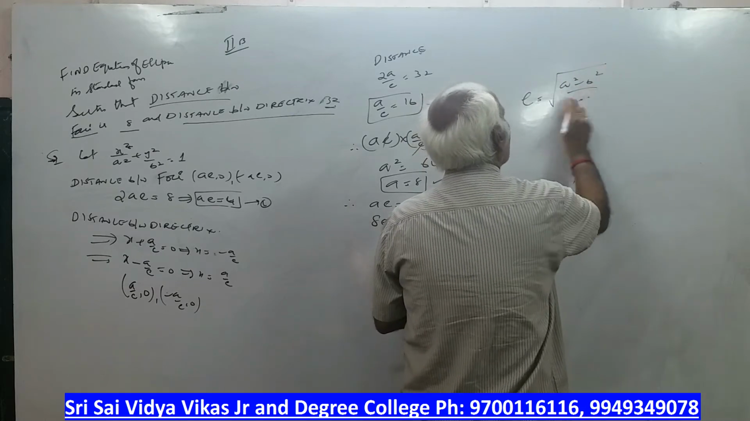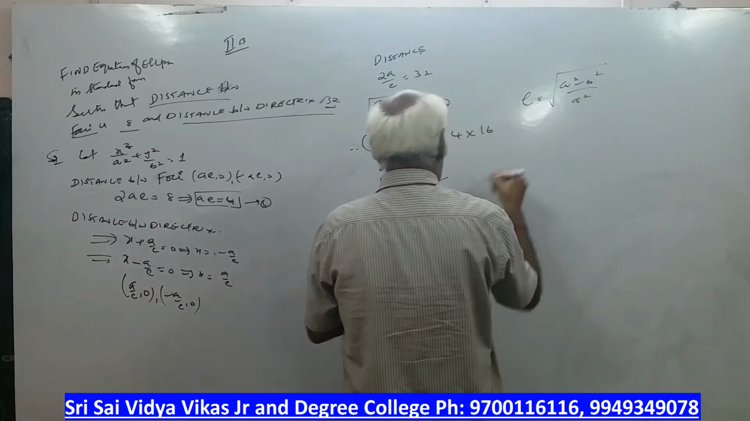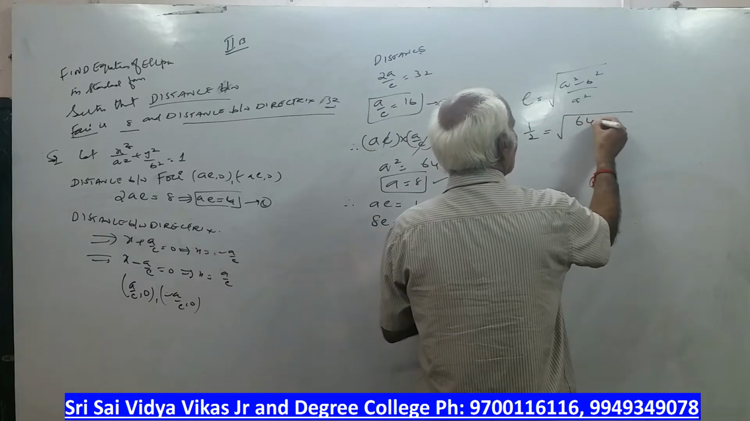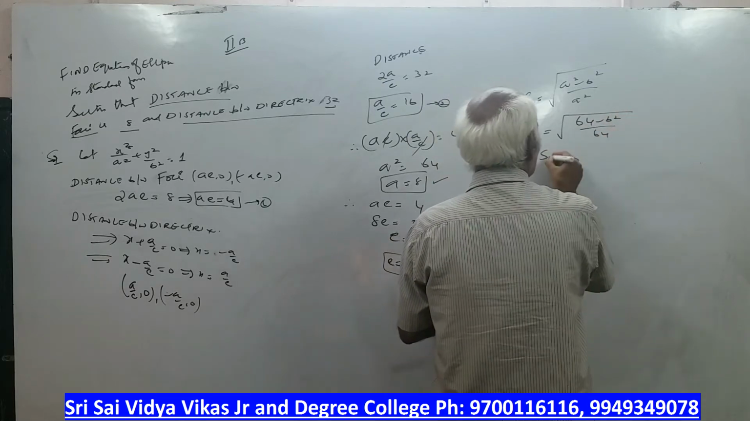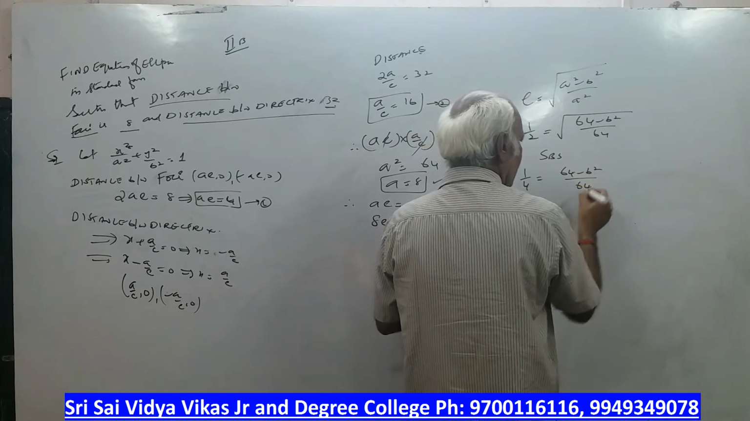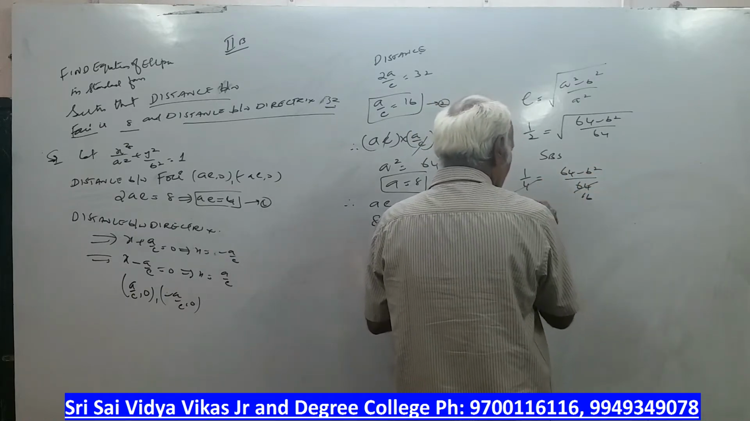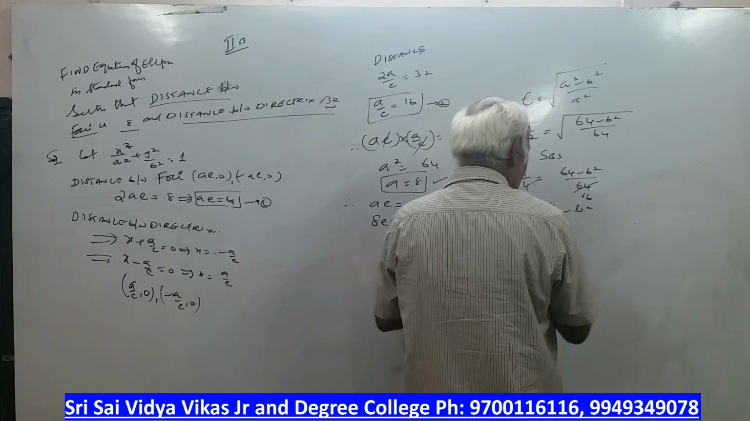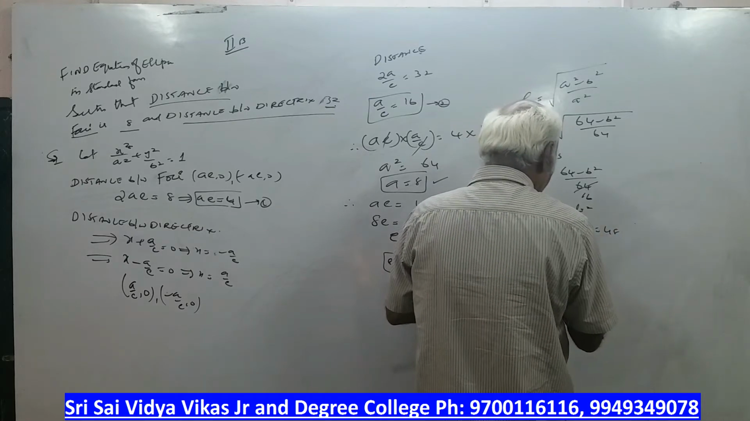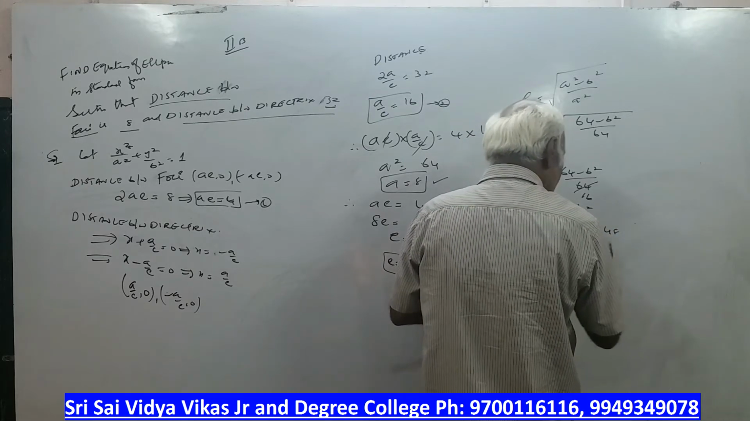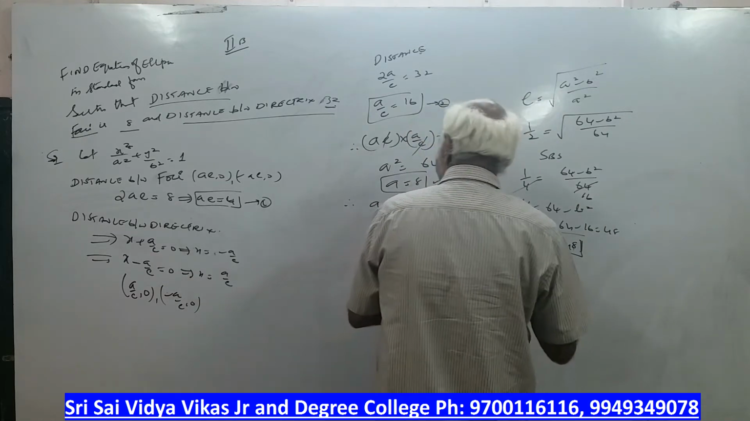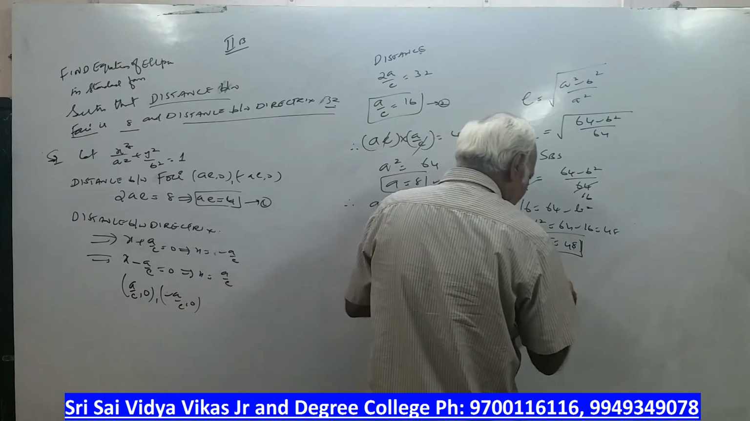Now, I am applying the e formula. What is the formula? e is the square root of a square minus b square by a square. What is e value? 1 by 2. a square means what is a value? 8, so 64. Square both the sides. 1 by 4 is equal to 64 minus b square by 64. This will go 16 times. So 16 is equal to 64 minus b square. b square is equal to 64 minus 16, 48. What is the b square value? 48. Therefore, x square by a square plus y square by b square, a value 8, so 64, b square directly we got 48.